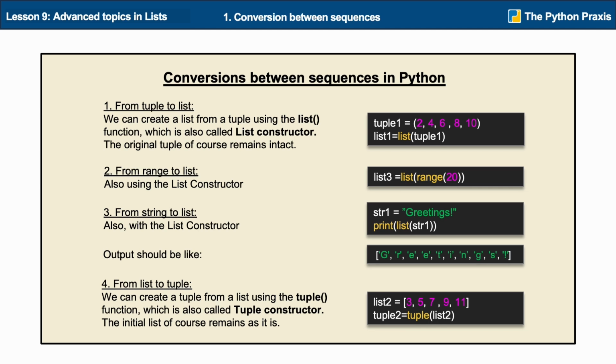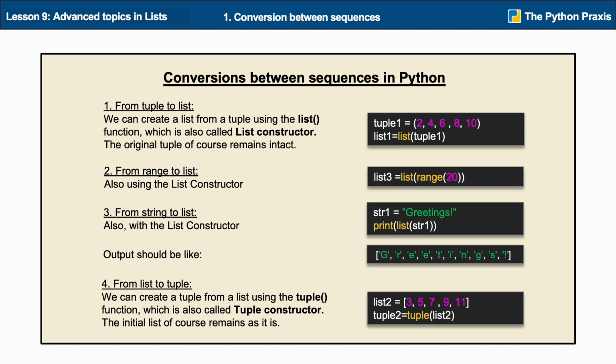Another case is from range to list. Using the list constructor, we can create a list from a range of numbers. In the example, putting range 20 as the argument in the list function, Python creates a list of numbers from 0 to 19. A third case is from string to list. Again, using the list constructor, we can create a list containing the characters of a string. In the example, we set the string as the argument in the list constructor, and Python creates a list with all the characters of the string.